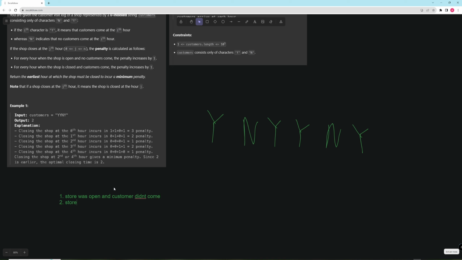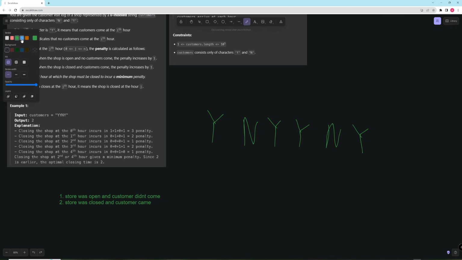And 2, store was closed and customer came, right? It makes sense. You don't want to be open when there's no one there, and you don't want to be closed when people are coming. So let's actually change this. And essentially, for this, our total penalty is just the sum of 1 and 2, right?